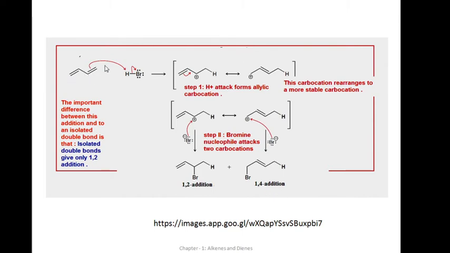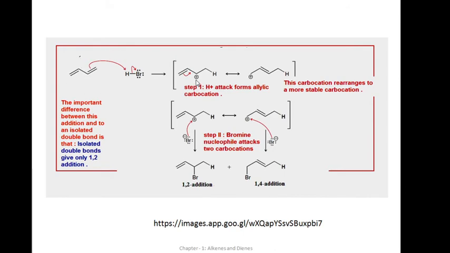You have a diene. The first step is attack of the electrophile. The electrophile attacks either these two carbons or this. In both cases you are going to get the hydrogen at the end carbon atom, according to Markovnikov's rule.